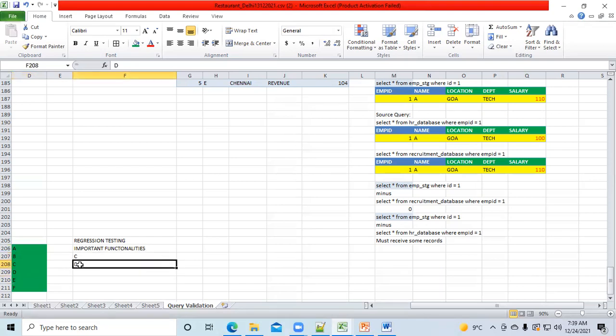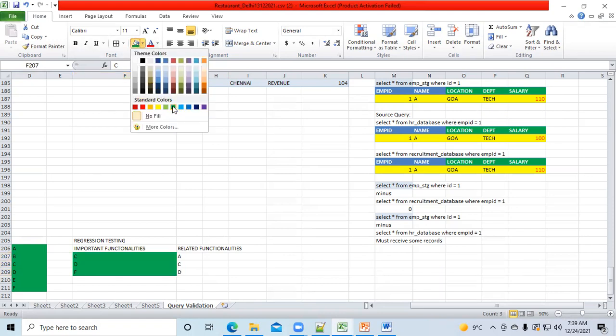So C and D are the important functionalities. Okay. Then few functionalities are related functionalities like A, C, D. Suppose these three functionalities are related functionalities. Or suppose here F. These three functionalities are important functionalities.